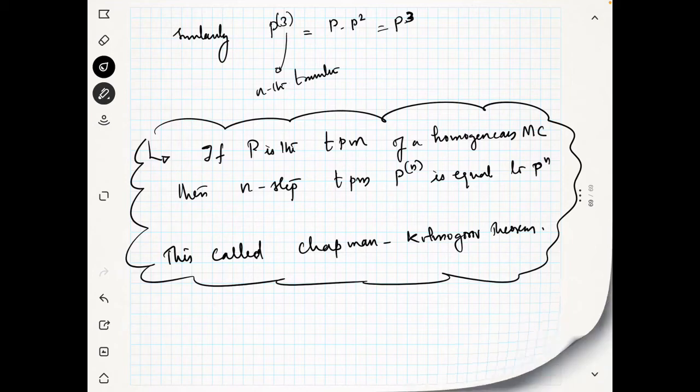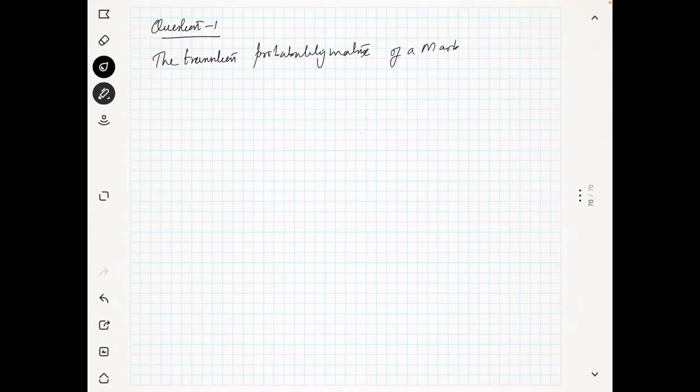So we will see some problems for Markov chain. Question number 1: the transition probability matrix of a Markov chain xn, where n denotes the time step, that means the time step can be 1, 2, 3, etc., and it has only 3 states, 1, 2 and 3, is given by the probability transition matrix.